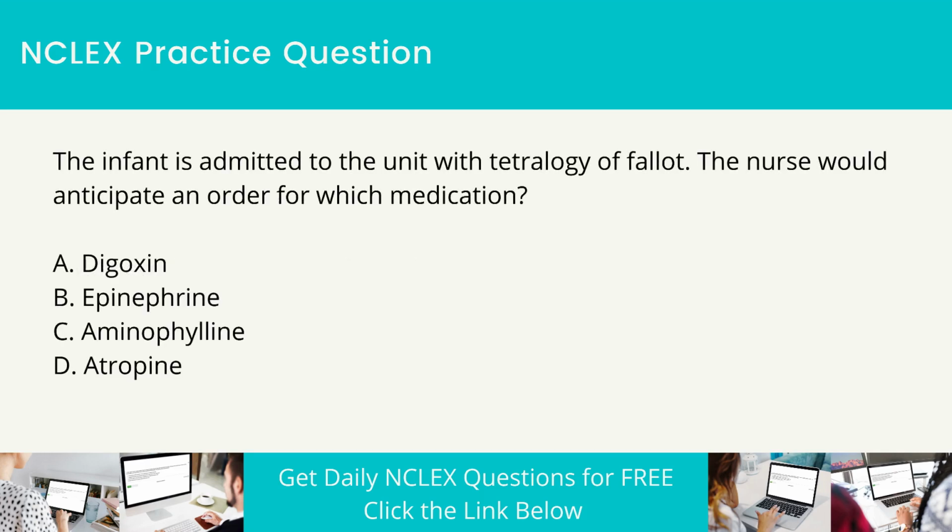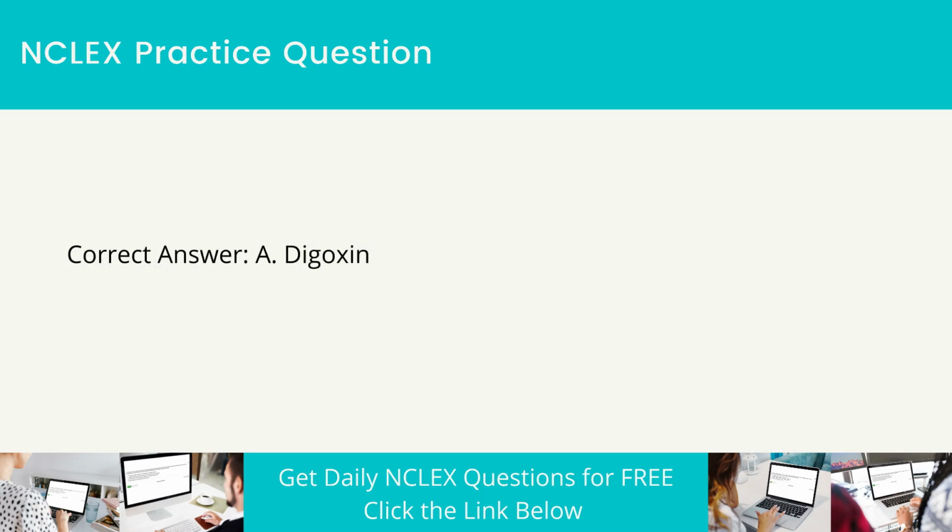The infant is admitted to the unit with tetralogy of Fallot. The nurse would anticipate an order for which medication? Digoxin, epinephrine, aminophylline, atropine. The correct answer is digoxin. The infant with tetralogy of Fallot involves 4 heart defects: a large ventricular septal defect, pulmonary stenosis, right ventricular hypertrophy, and an overriding aorta. He will be treated with digoxin to slow and strengthen the heart.